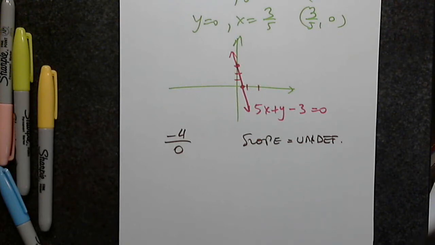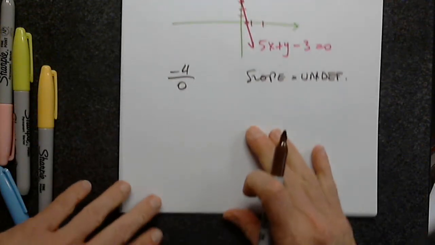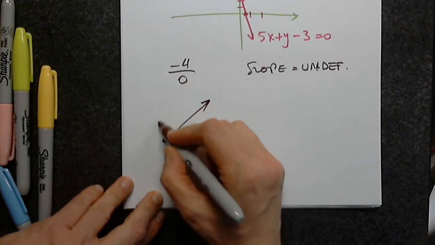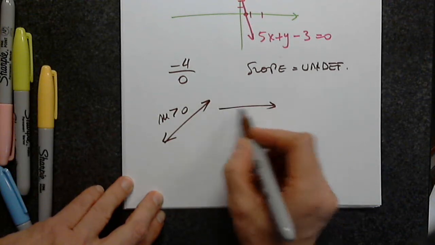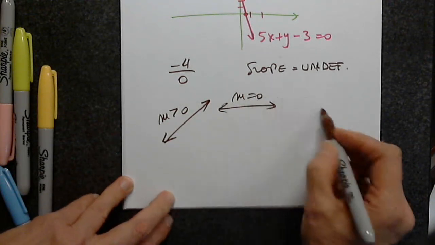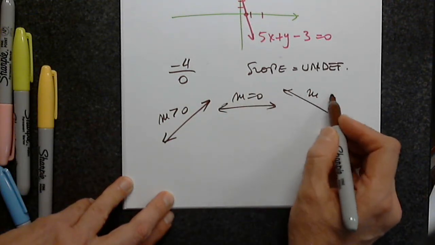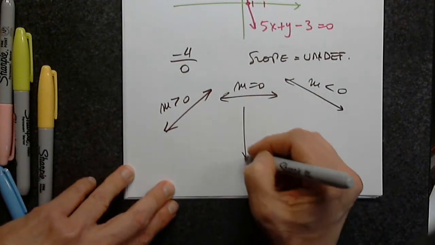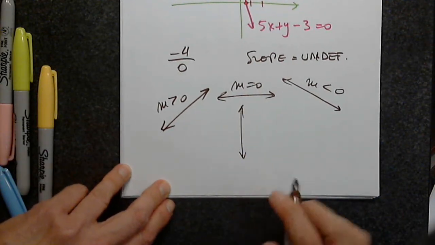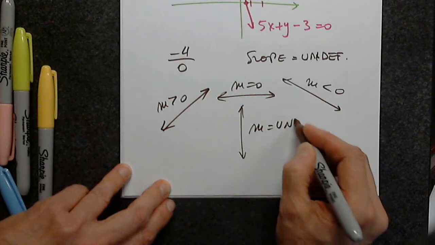I can write them again. It's fine. So there are 4 types of lines. This one with a positive slope. This one, which is horizontal with 0 slope. This one, which is the slope negative. And this one, any vertical line has the slope undefined.